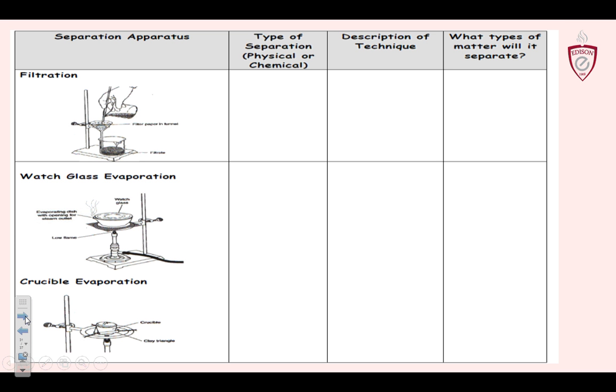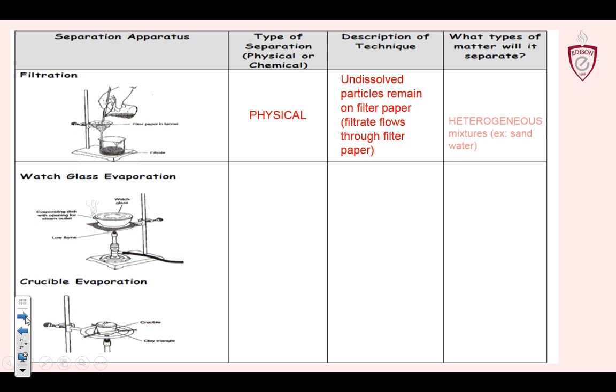We have some apparatuses here that we will have in class to show you. The first one is filtration. I see the paper filter inside the funnel. I'm going to pour it through. Okay, this is a way to separate physically. I can physically separate the undissolved particles that remain on the filter paper because the filtrate, or the liquid, flows through the filter paper. Then we could dry it in an oven and we'd have it all set because we get off all the water.